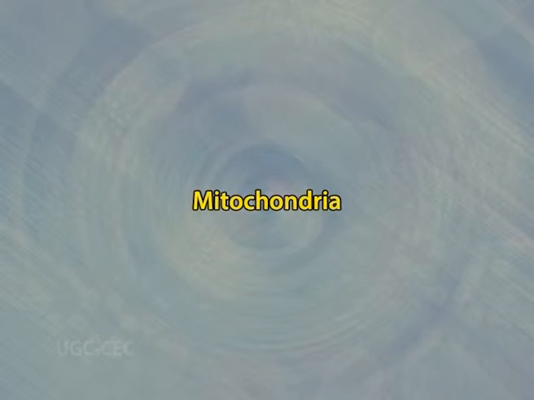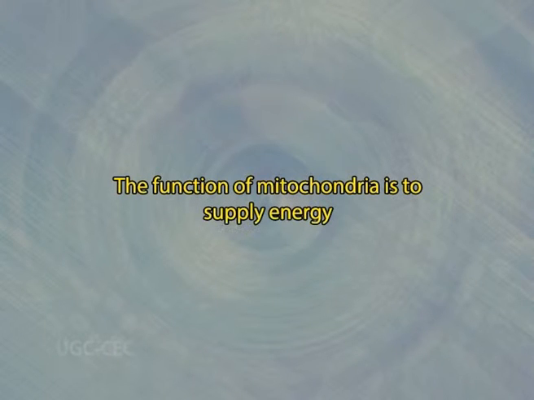Next is the mitochondria. The function of mitochondria is to supply energy. Respiration process in the cristae, that is inner membranes, extract energy from the nutrient molecules and stores it in the form of high energy molecules or ATP called adenosine triphosphate.